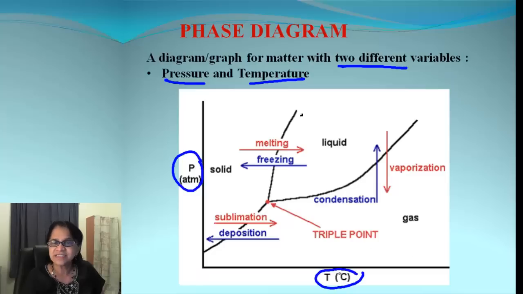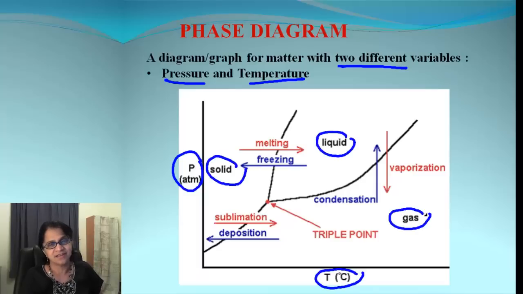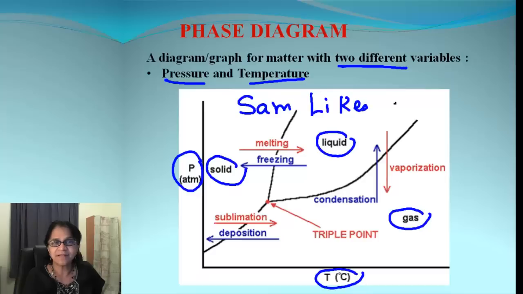And the graph has three different curved lines. It looks like a kind of Y-shaped structure that divides the area into three different parts. The first one is solid, the second is liquid, and the third is gas. It is very easy to remember. I remember this by a phrase, Sam likes gum. So, S for solid, L for likes, and gum is the simple one, right?